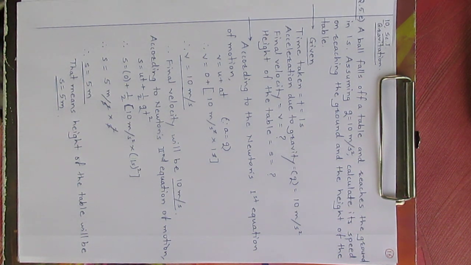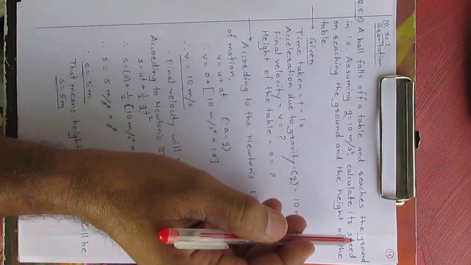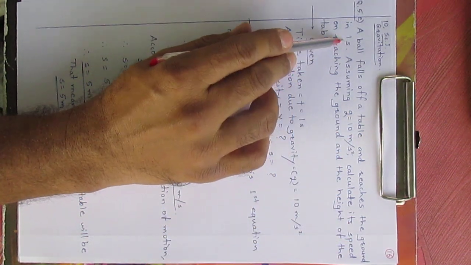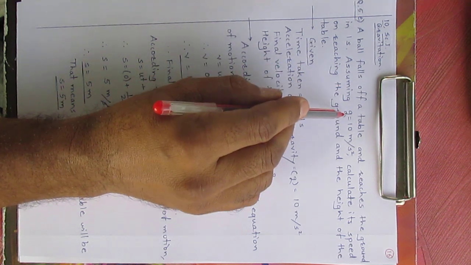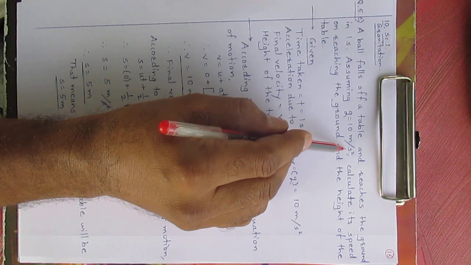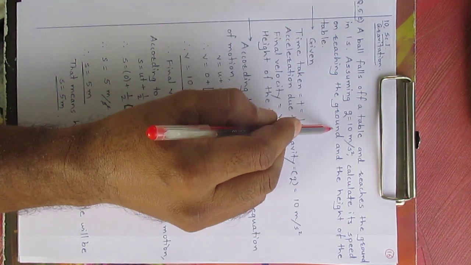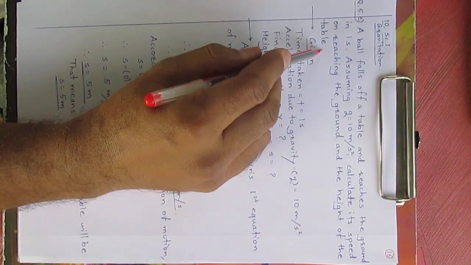In the exercise, the numerical example asked is: a ball falls off a table and reaches the ground in 1 second. Assuming acceleration due to gravity g is equal to 10 meter per second square, calculate its speed on reaching the ground and the height of the table.